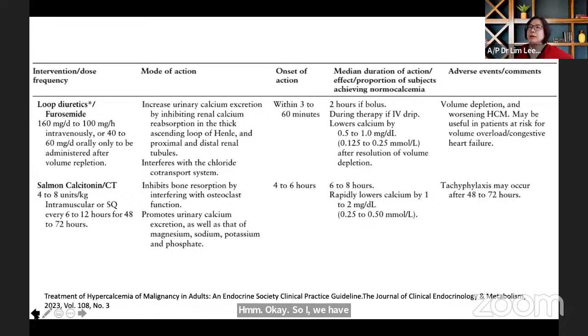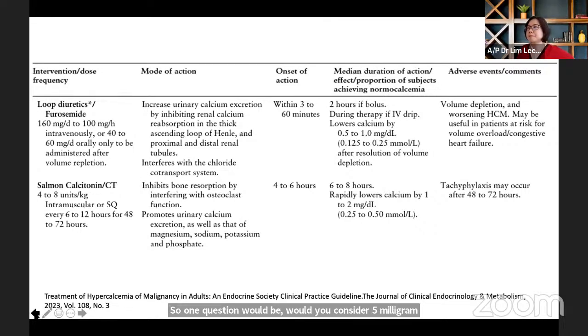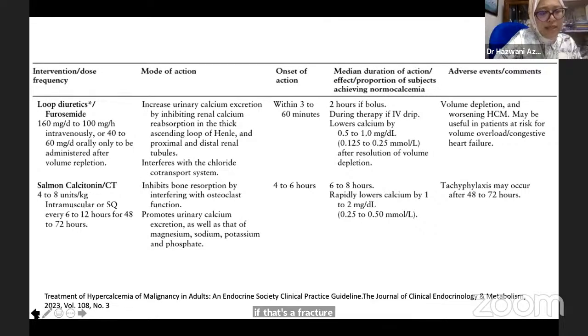Meaning you're seeing hypercalcemia written in your presentation, say it's 3 to 4 milligrams of IV zoledronic acid. So one question would be, would you consider 5 milligrams if there's a fracture? Because the preparation that we are using is not Aclasta. The one available is zoledronic Zometa, the preparation that we're giving is 4 milligrams. It depends on the availability. If you have 5 milligrams, I think why not?